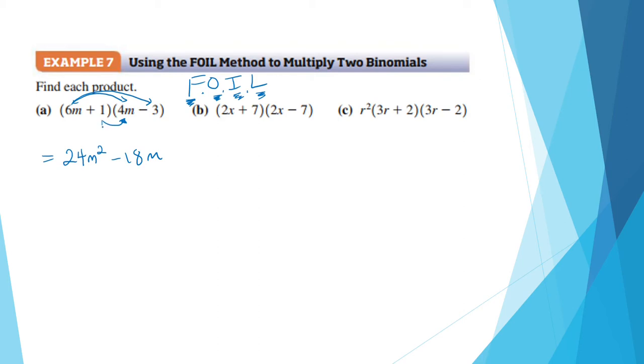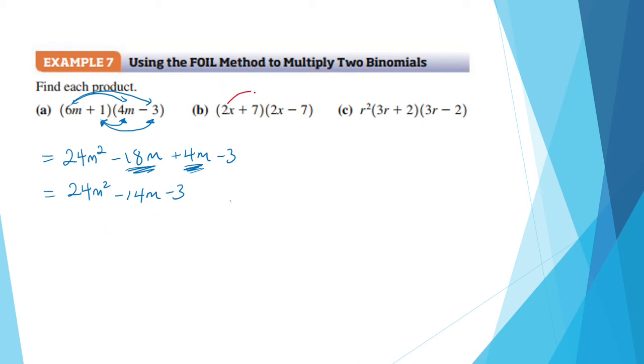We have 1 times 4m is just 4m. And then 1 times negative 3 is just negative 3. This simplifies to 24m squared. I could collect like terms in the middle. Negative 14m minus 3.